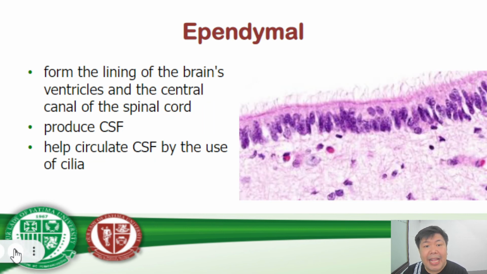Next, we have the ependymal cells. So itong mga ependymal cells naman natin, they form the lining of the brain's ventricle. So may mga parts kasi ng brain natin na tinatawag na ventricle. So yung mga ventricles na yan, ang mga cells na nandyan are ependymal cells. Even the central canal of the spinal cord ay na-line din po. It contains ependymal cells. At bakit mahalaga ang ependymal cells? Because they produce your CSF or cerebrospinal fluid. Okay? So natutulungan ng mga cilia or ng mga hair-like extensions of the ependymal cells na mag-flow ang cerebrospinal fluid.